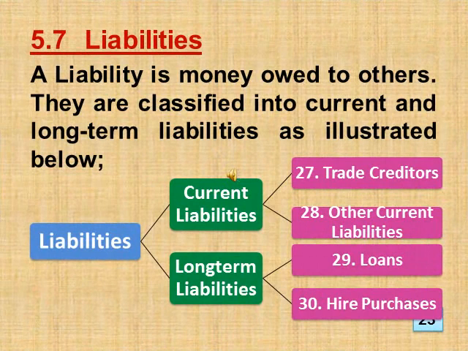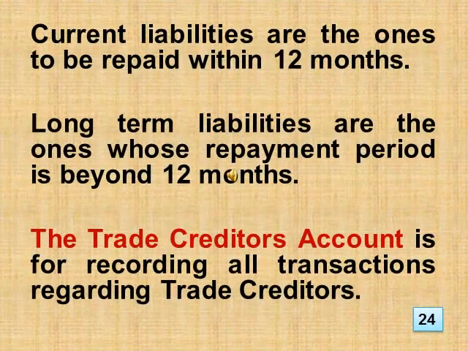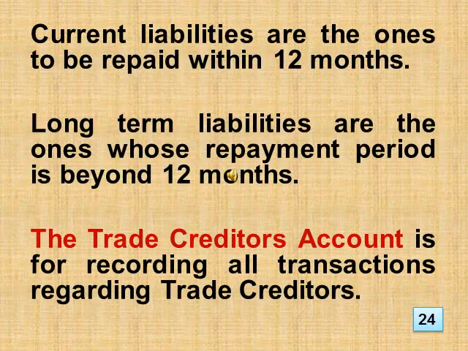Section 5.7. Liabilities. A liability is money owed to others. They are classified into current and long-term liabilities, as illustrated below. Current liabilities are the ones to be repaid within 12 months. Long-term liabilities are the ones whose repayment period is beyond 12 months. The trade creditors account is for recording all transactions regarding trade creditors.